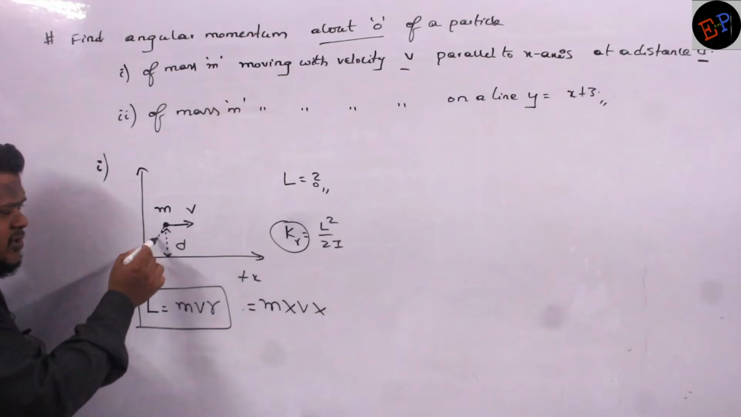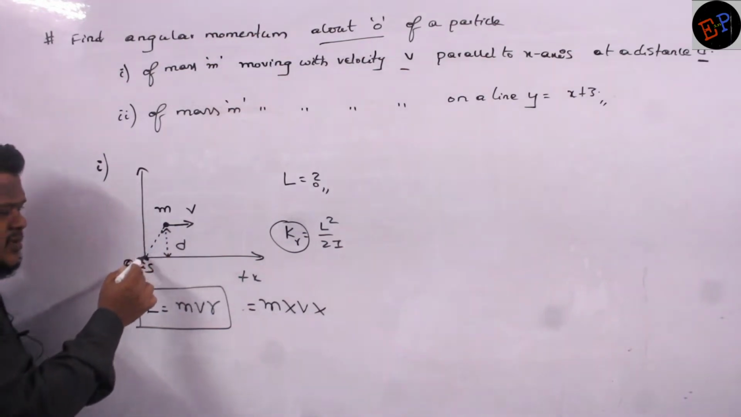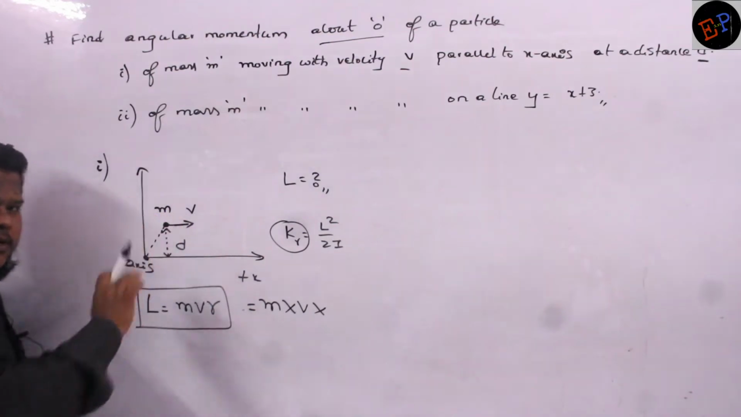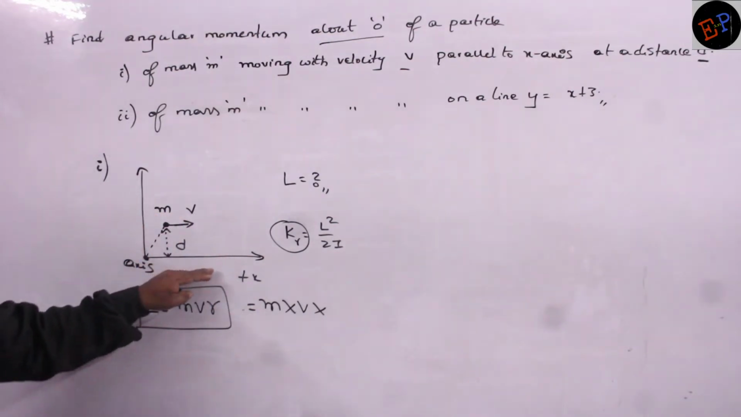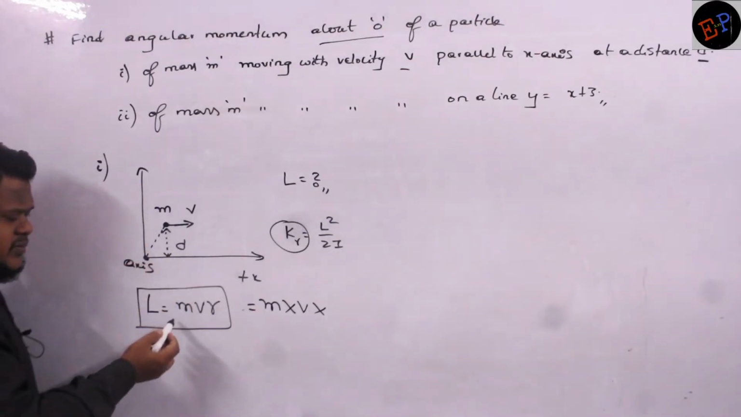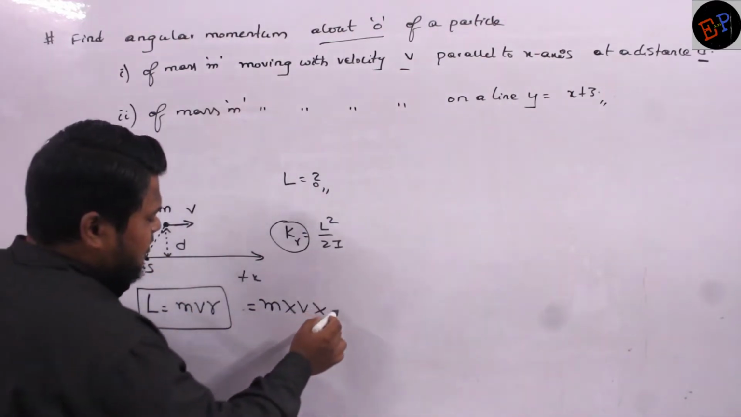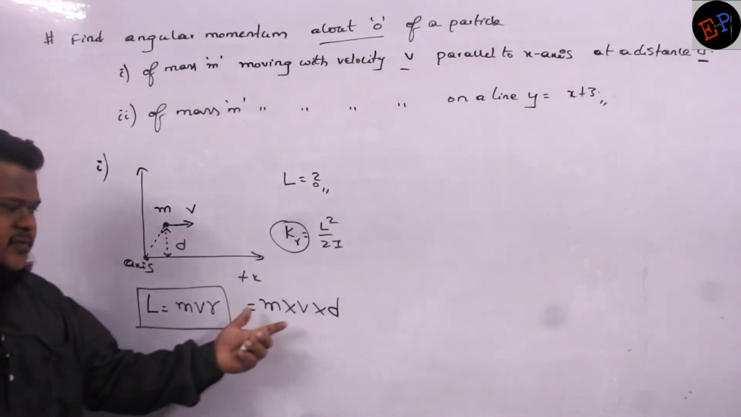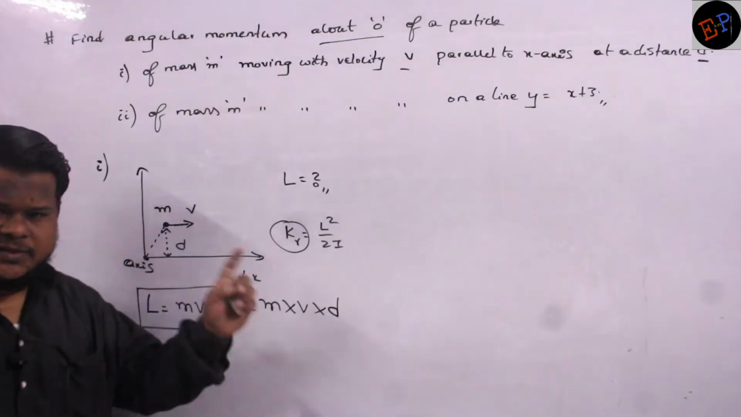This becomes the total distance, but I am not concerned about this distance. I am always concerned about the perpendicular distance from the axis of rotation. The perpendicular distance is already given, d. So m into v into d, that is my formula. Are you able to understand? So this is the equation for angular momentum in this condition.